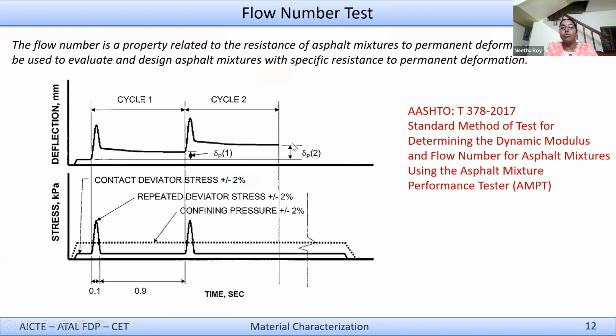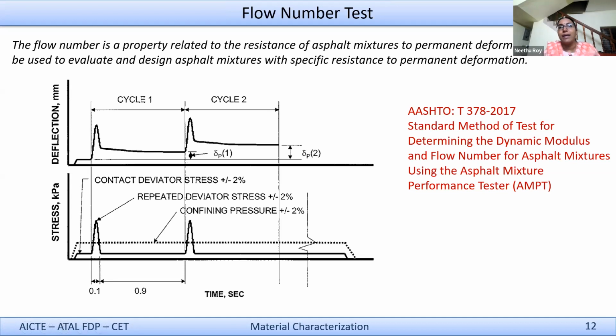Now let me quickly go to the flow number test. Ideally, the arrangement is more or less the same. This is the specimen casting, the preparation of the specimen, everything, or the arrangement of the LVDT, is all the same. But this is a test being followed. Nowadays, we don't follow the flow time test. This is as per the AASHTO T378 protocol.